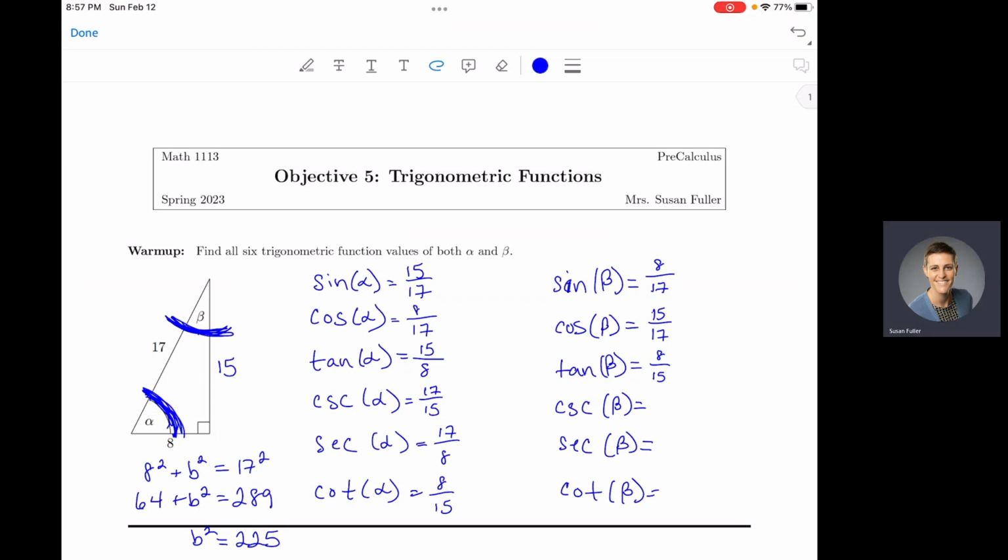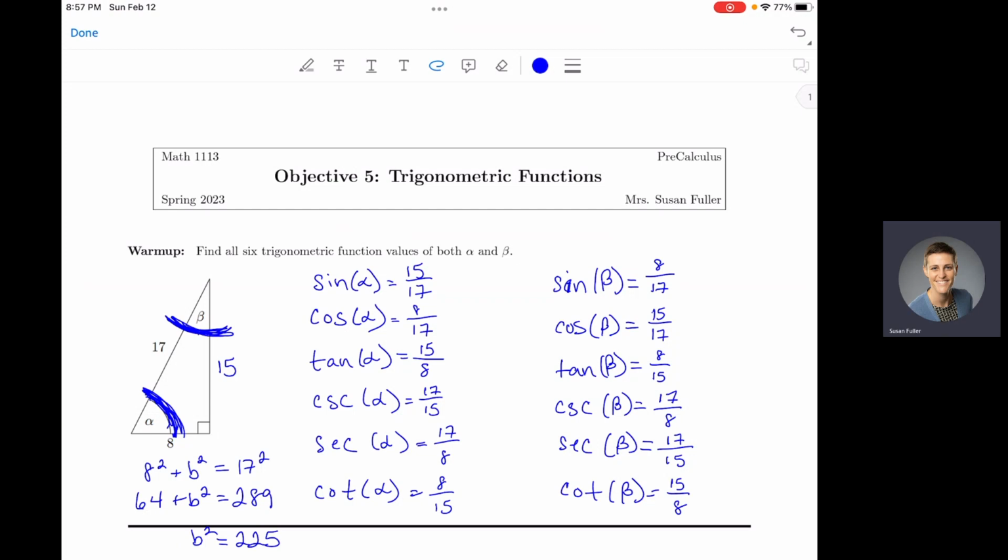Cosecant is hypotenuse over opposite, the reciprocal of sine. So this is 17 over 8. The secant is hypotenuse over adjacent. It is the reciprocal of cosine. So this guy is 17 over 15. And the cotangent of beta is adjacent over opposite, the reciprocal of tangent. This one is 15 over 8.